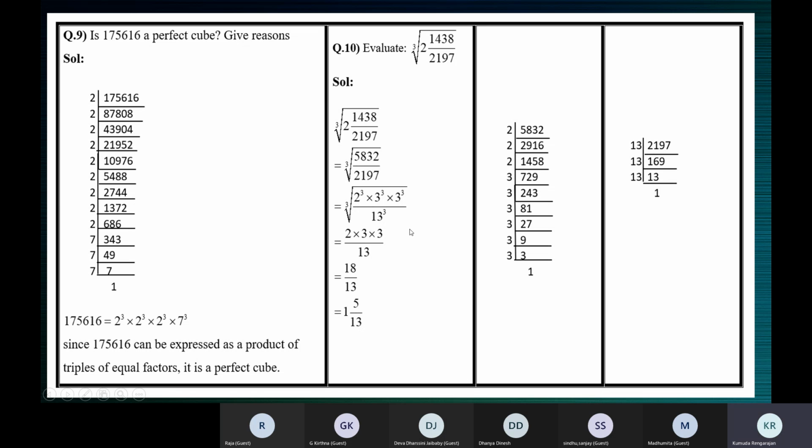Then this step, I think you shouldn't have any doubt here. And this is 18 by 13. Since the given expression is a mixed fraction, we write this fraction also as a mixed fraction. So the cube root of this number is 1 5 by 13.